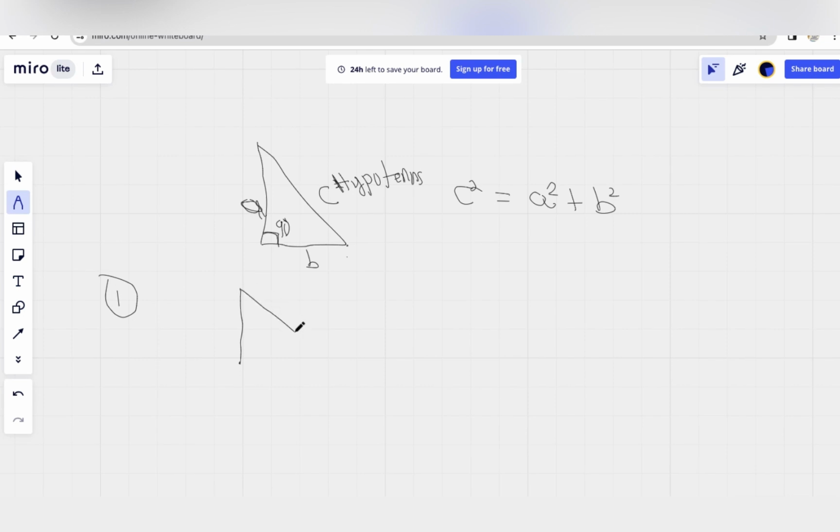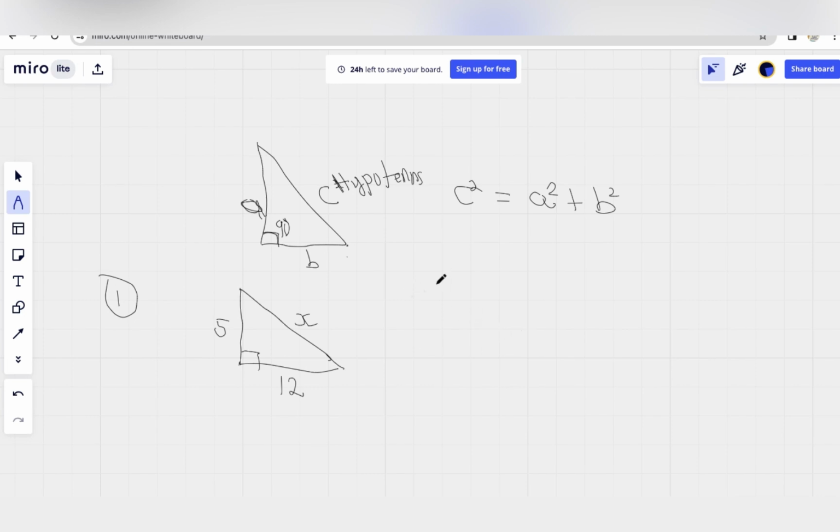So which means, let's say for question 1, if we have this as our right angle triangle, and this is our 90 degrees, and here is 5 centimeter, and here is 12 centimeter, and here we call it X. Find X, this longest side.